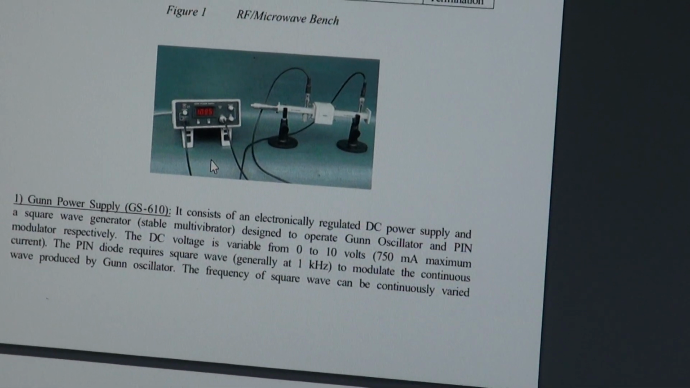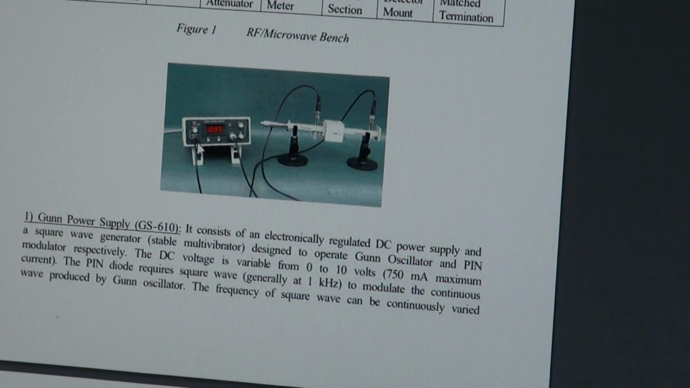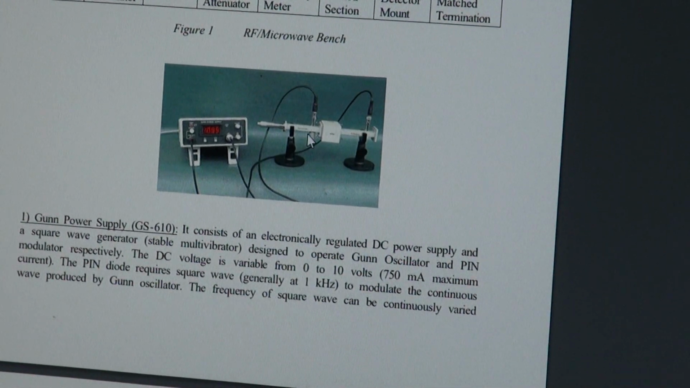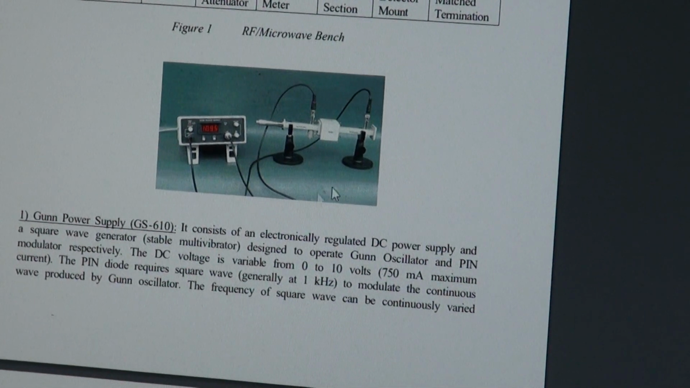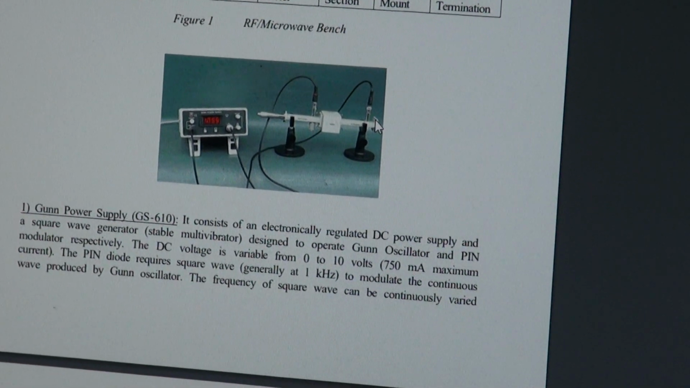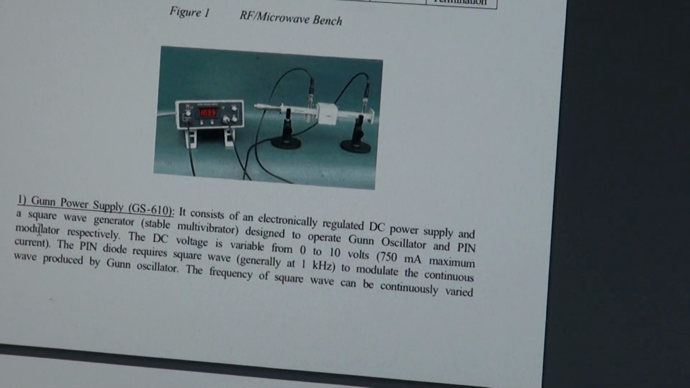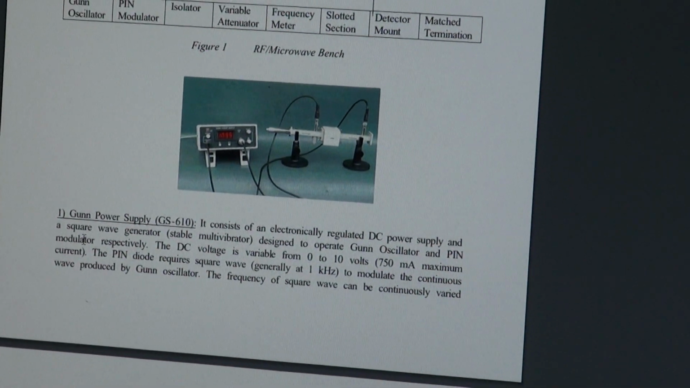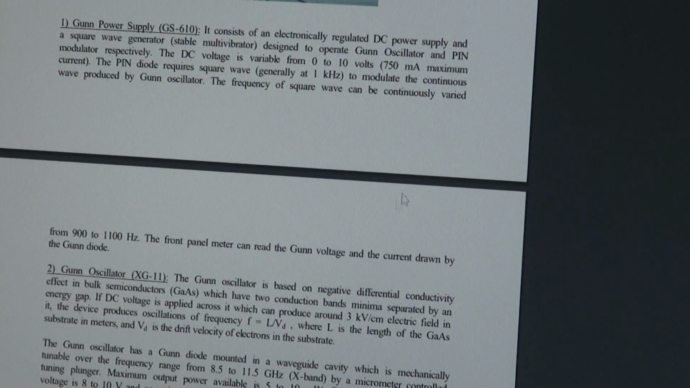Some first basic components, three components are available. One is the Gunn power supply, Gunn oscillator, isolator, and this one is a PIN modulator. And full description is available component-wise. First one is the Gunn power supply, description of the Gunn power supply.